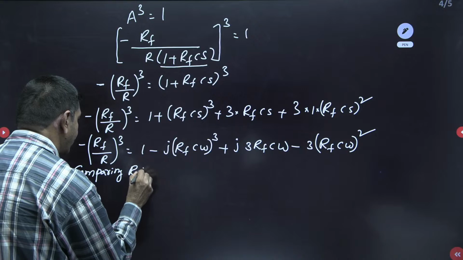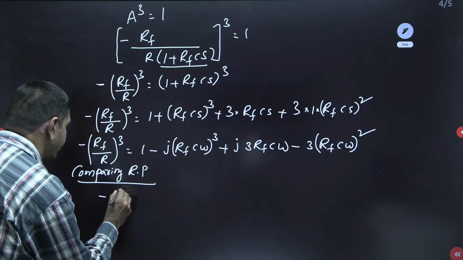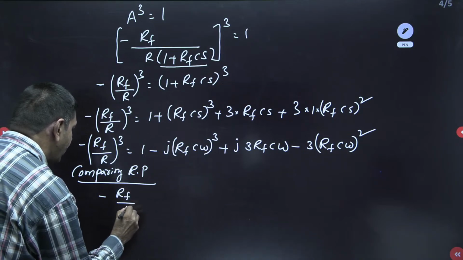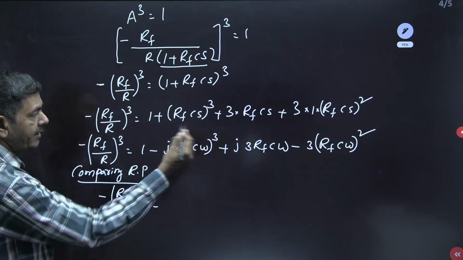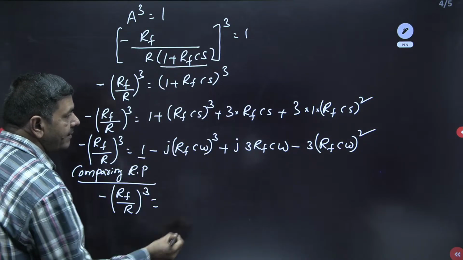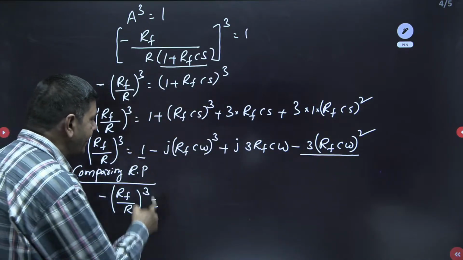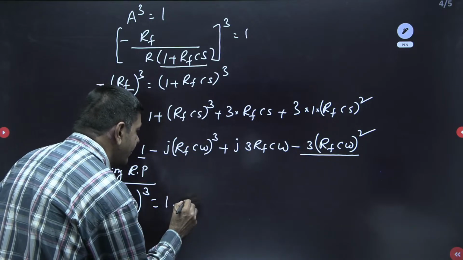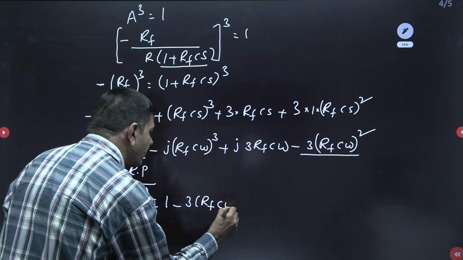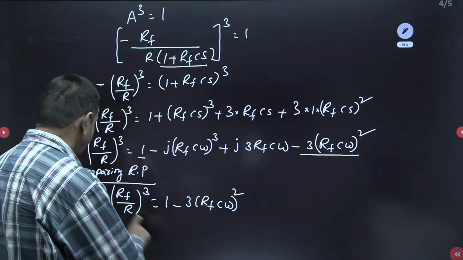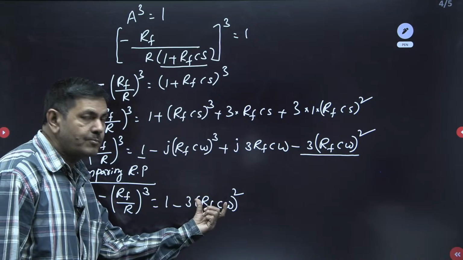Comparing the real part: minus RF by R whole cube equals the real part on this side, which is 1 minus 3 times (RF C omega) whole square. This is the real part I am getting here. If I want to get the RF value, this value is more important.